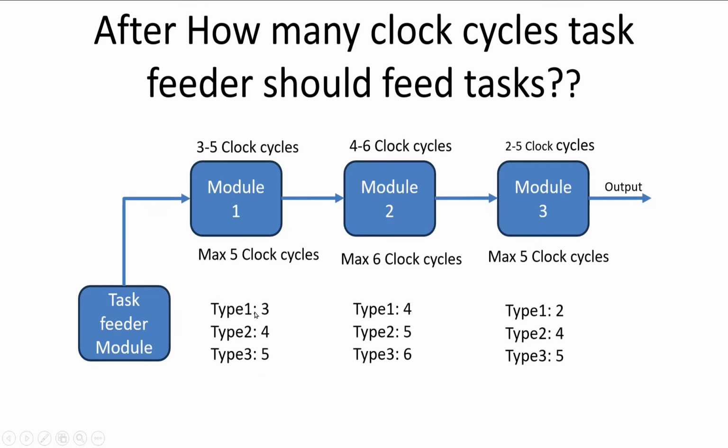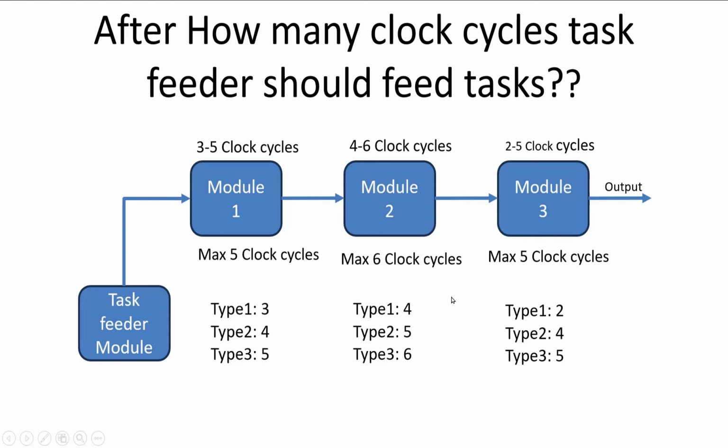Friends, I'm assuming that there are three types of tasks given to module 1, and similarly three types of tasks given to module 2, and similarly three types of tasks given to module 3. And module 1 takes only 3 clock cycles to complete a task of type 1. Similarly, it takes 4 clock cycles to complete a task of type 2, 5 clock cycles for task of type 3. Similarly, you can see the table for module 2. It takes 4 clock cycles to complete a task of type 1 and so on. And similarly for module 3, it takes 2 clock cycles to complete a task of type 1 and it takes 5 clock cycles to complete a task of type 3.